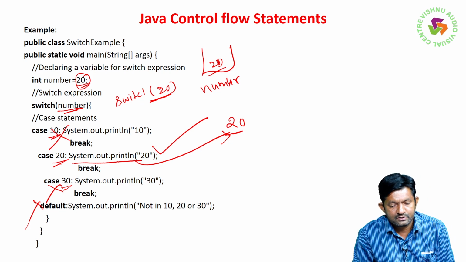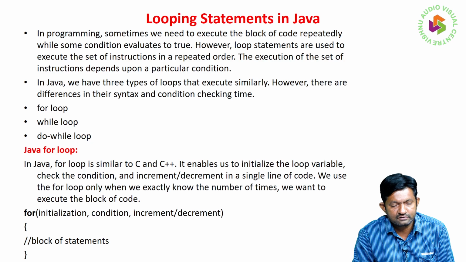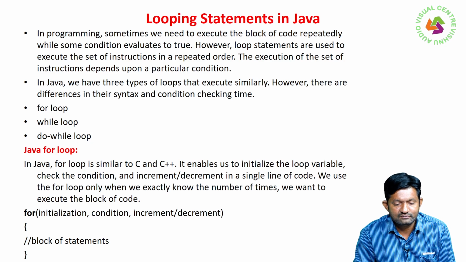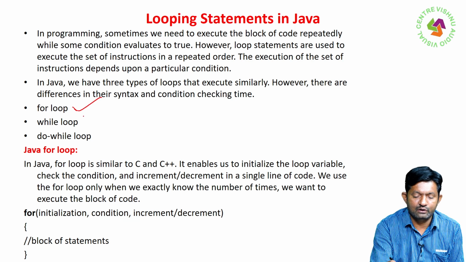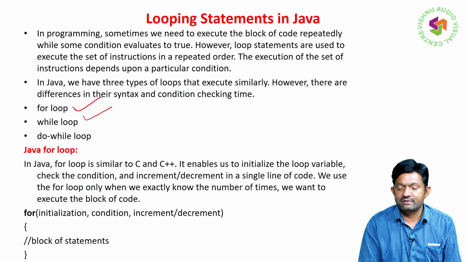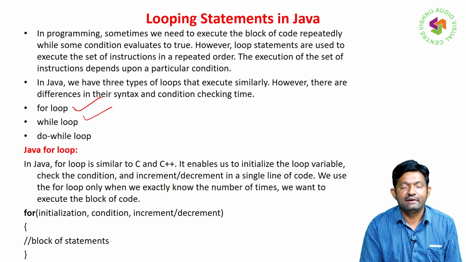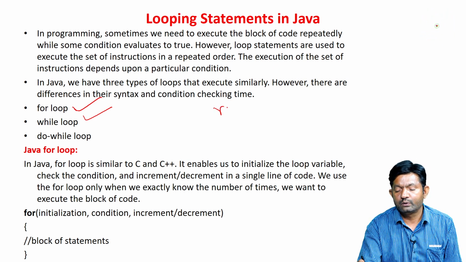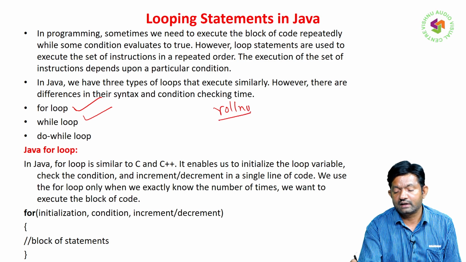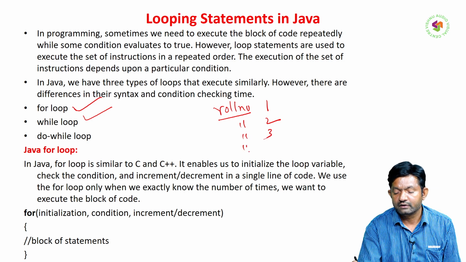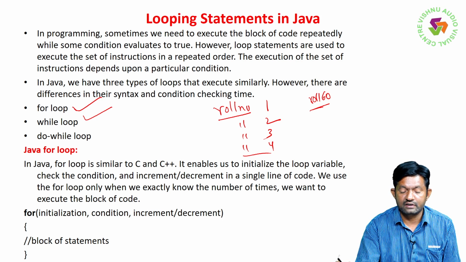So like that we have to use the switch case statement in Java. Looping statements in Java: I will discuss for loop and while loop. In programming, sometimes we need to execute a block of code repeatedly. For example, roll numbers in a class: roll number 1, roll number 2, roll number 3, roll number 4, continuously up to roll number 60. To declare 60 variables, 60 lines of code would be required.